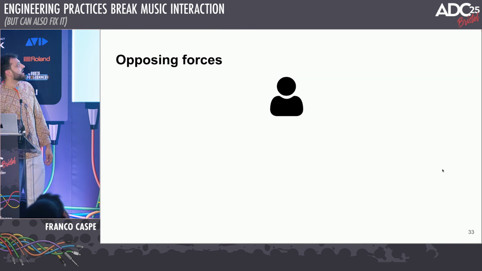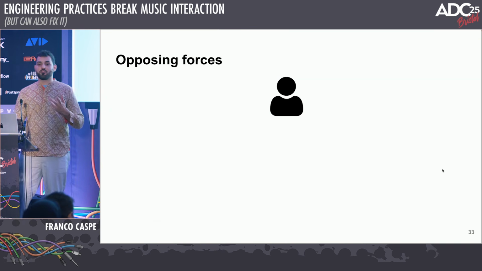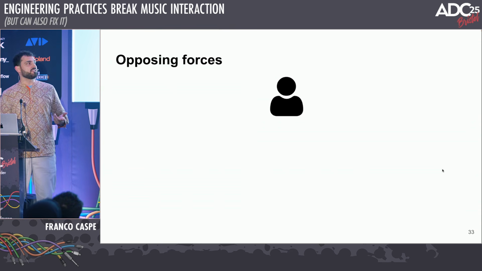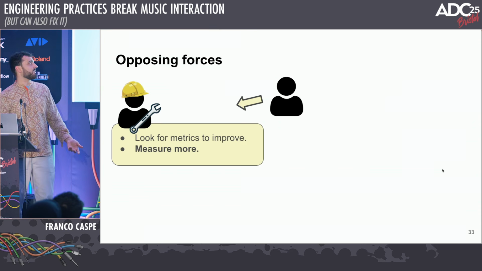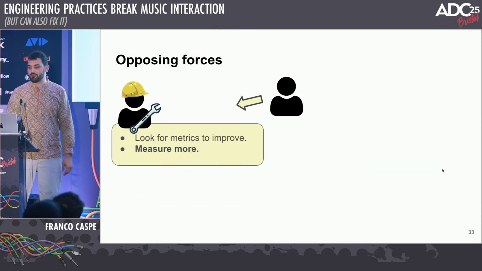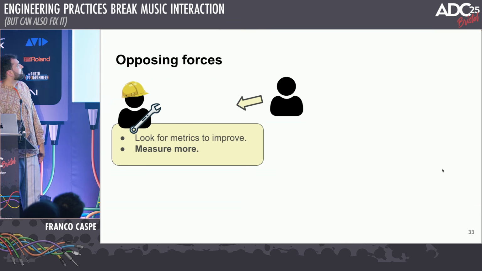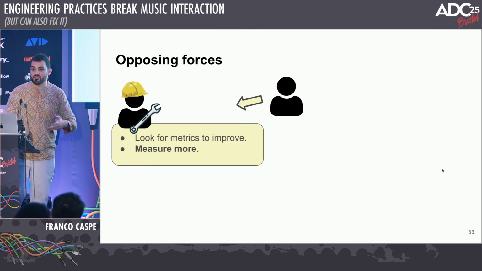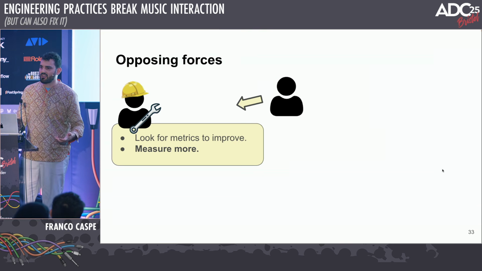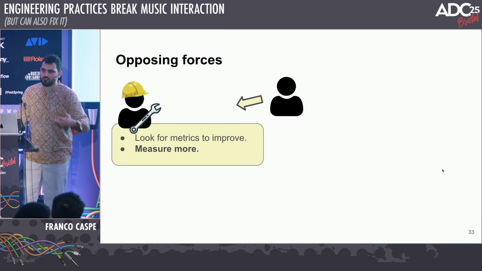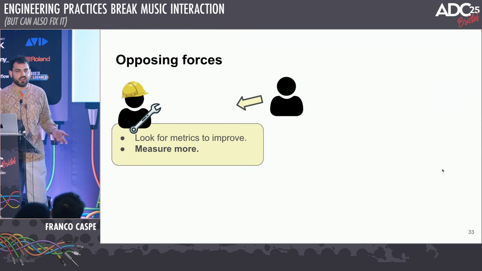It's really funny. Anyway, there are opposing forces when you design. You need to take a lot of decisions that can unravel into technical hurdles. If we look at it from a specification point of view, we need to look for metrics to improve and measure more, to improve the agency of these measurements and try to make it higher with higher accuracy.